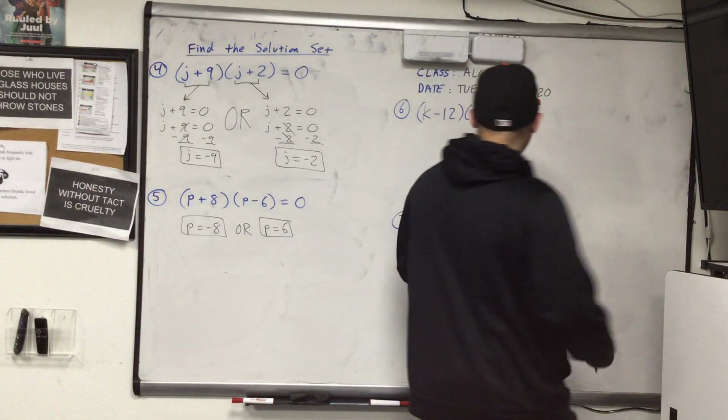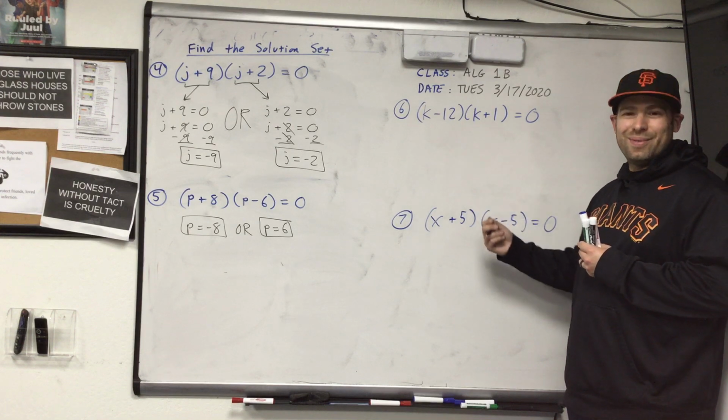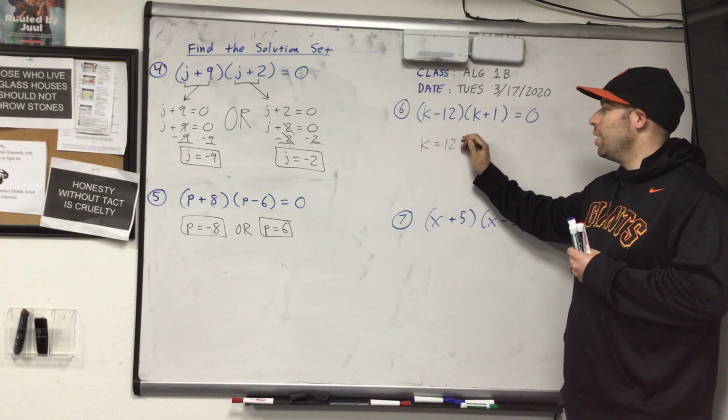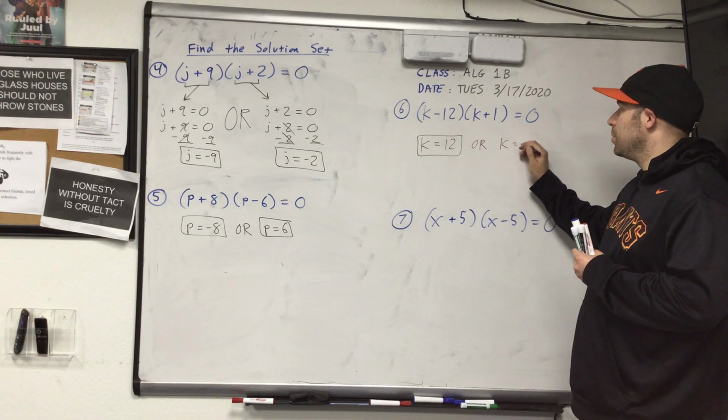Number 6, k minus 12 times k plus 1 equals 0. Let's just jump right to the answer. K equals 12, or k equals -1.